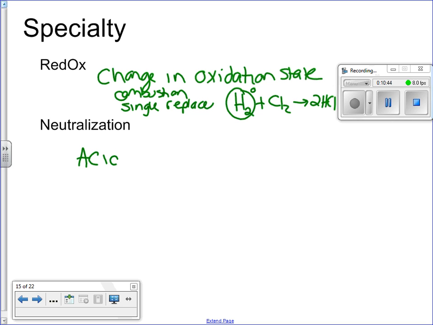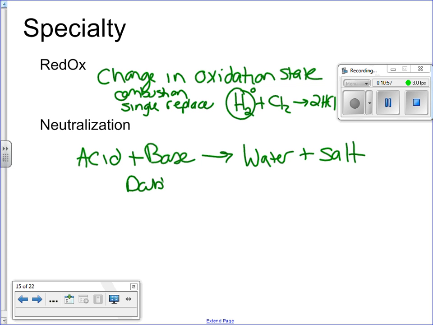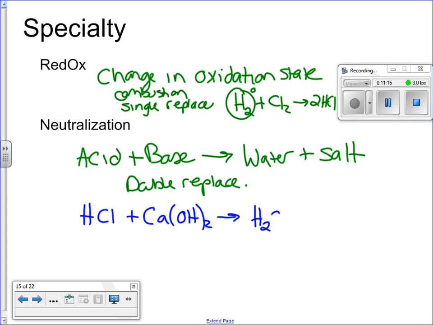Neutralization is an acid plus a base equals water and a salt. A salt, not NaCl. Okay? This is just double replacement. So an example here is HCl plus Ca(OH)2, calcium hydroxide. Hydrochloric acid plus calcium hydroxide gives us water and calcium chloride. Clearly you would balance it, but I'm not going to waste your time.